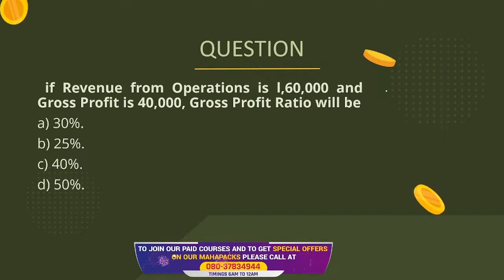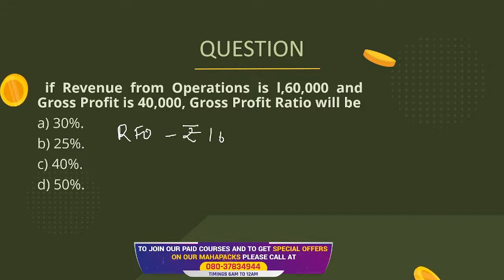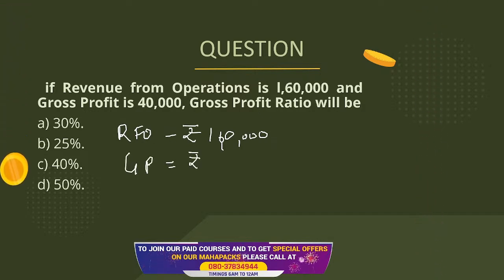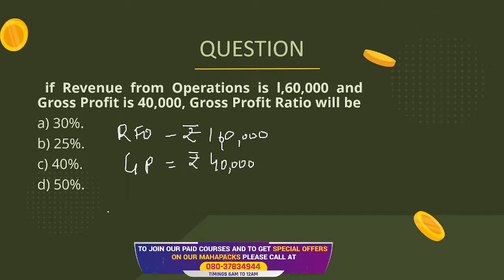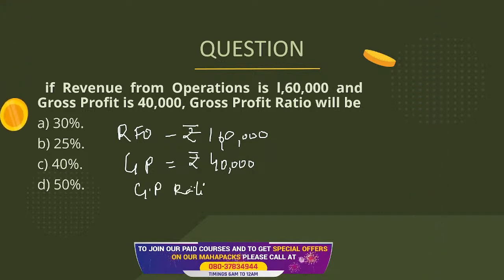If the revenue from operations, RFO, is rupees 1,60,000 and GP is rupees 40,000, and they want you to find the GP ratio. What's the ratio in this case, everyone?